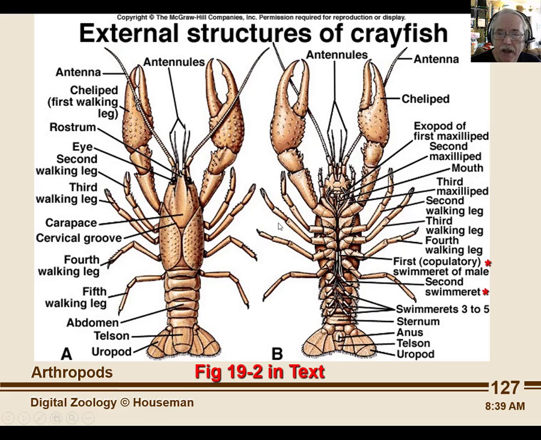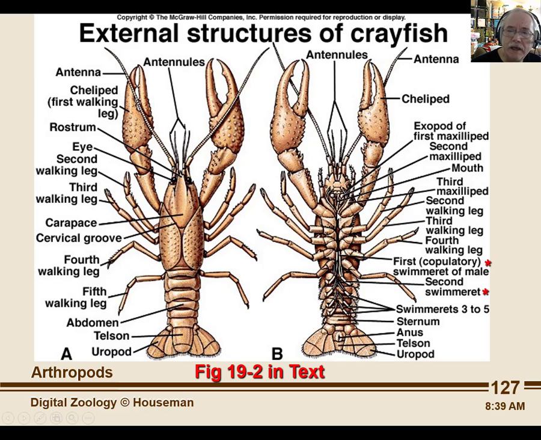Now, in this particular figure, we can also see, when comparing A with B, that ventrally, underneath, in the male, the first pair of pleopods in the abdomen are hardened tube-like structures called copulatory appendages, which transfer sperm. There's 2 pairs here, 4 in total, that all come together to form a tube to transfer sperm over to the female. So the female just simply has swimmerets along the entire abdomen, whereas the male has these long, hardened first 2 pairs of copulatory appendages.